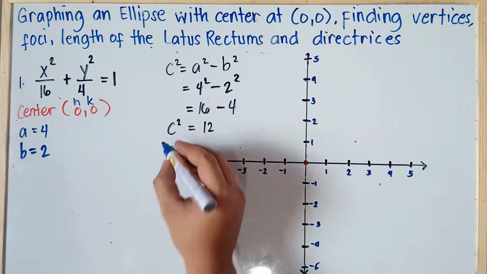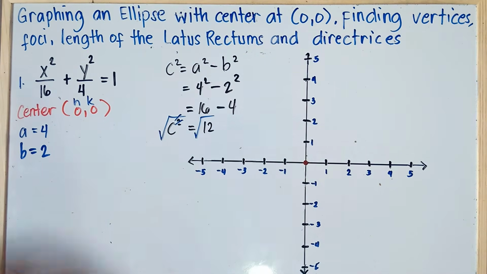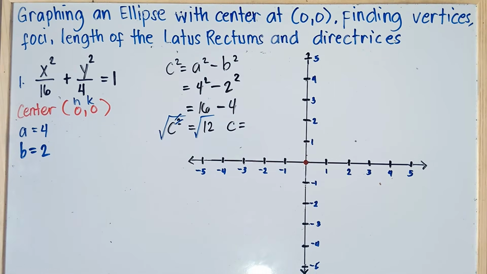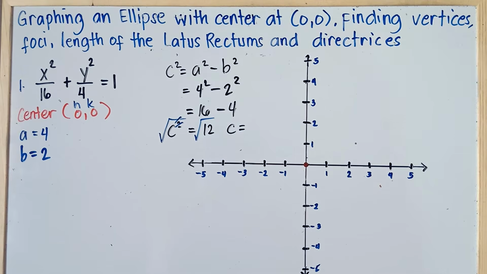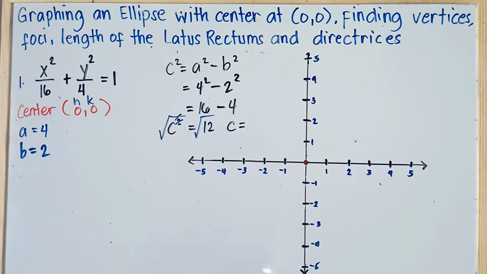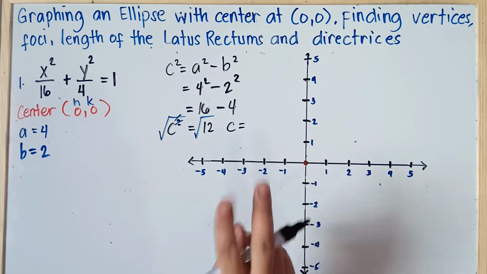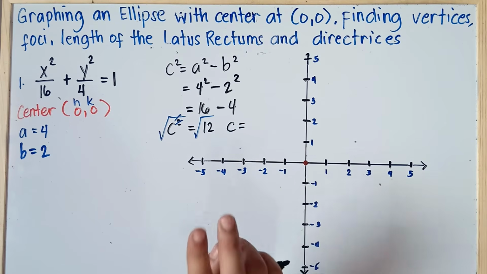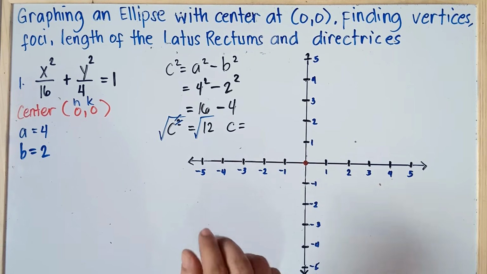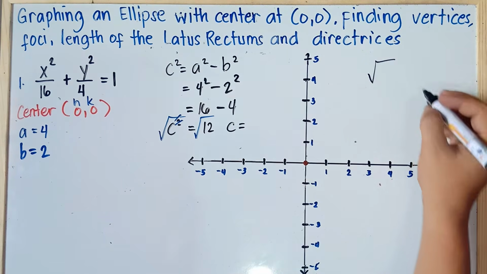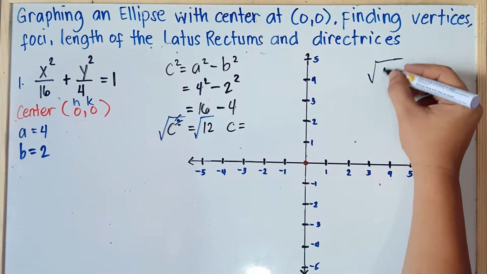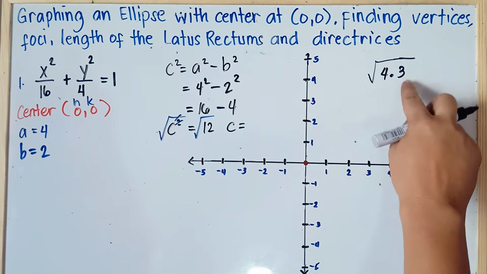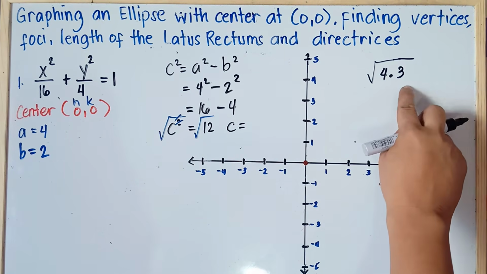So extract the square root of both sides so that we can cancel this out. So c is equal to the square root of 12, class. Is 12 a perfect square? Nope, 12 is not a perfect square. So we need to simplify. You find two numbers where one number is a perfect square and the other is not. So the square root of 12 we can simplify as the square root of 4 times 3. 4 is a perfect square, then 3 is not. When we multiply, we get 12.